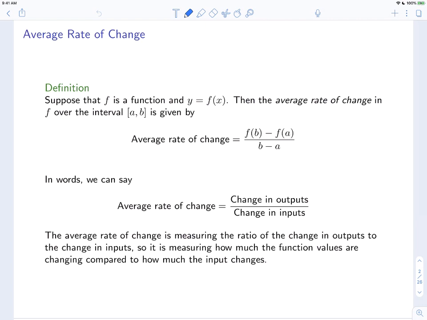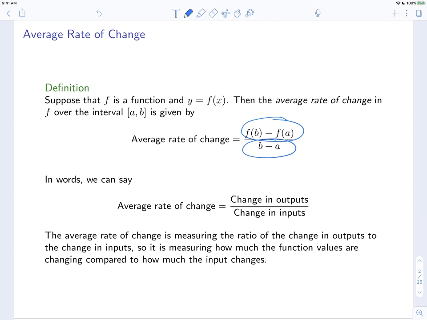The average rate of change in f over an interval from a to b is given by the formula that you see here. The average rate of change is equal to f at b minus f at a divided by b minus a. So the top is the difference of the outputs, and the bottom is the difference in the inputs.